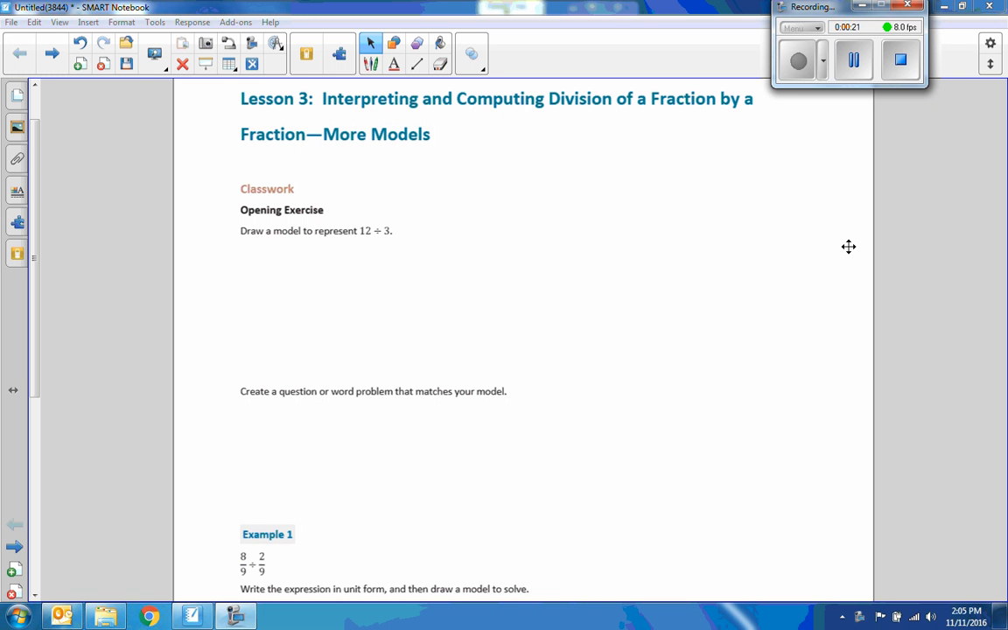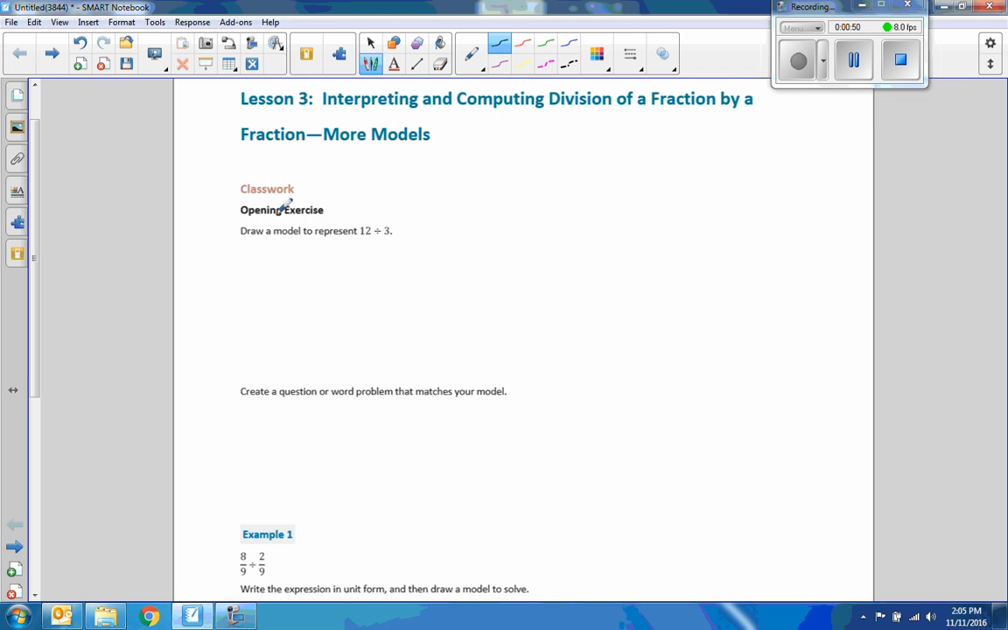Okay, so classwork opening exercise. Here, what I would like you to do is start the lesson by reviewing how to divide a whole number by a whole number using a model. So take a moment to do this, pause the video, try to do it on your own, and then we'll come back and see how things went. Okay, now that you've come back, you should see how that went.